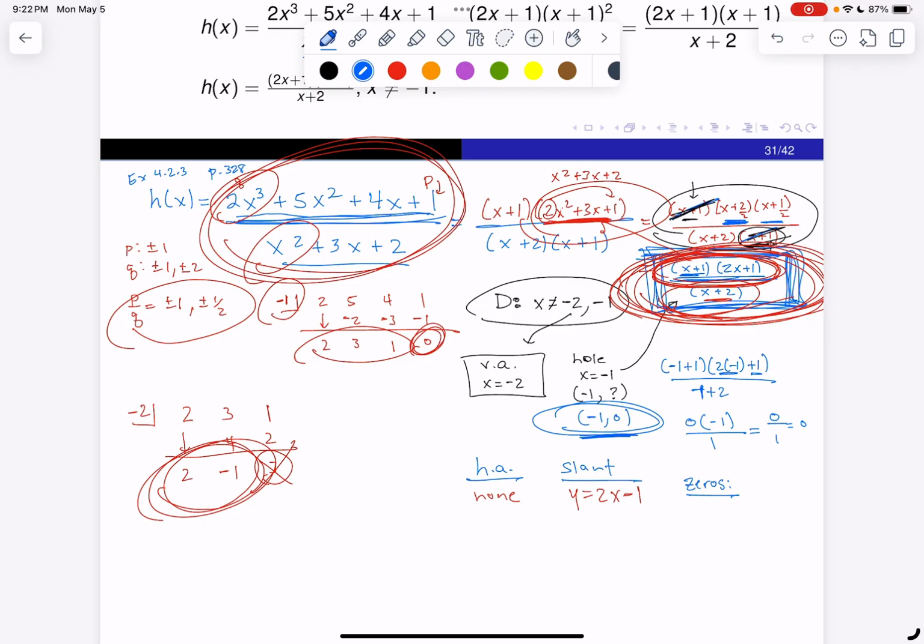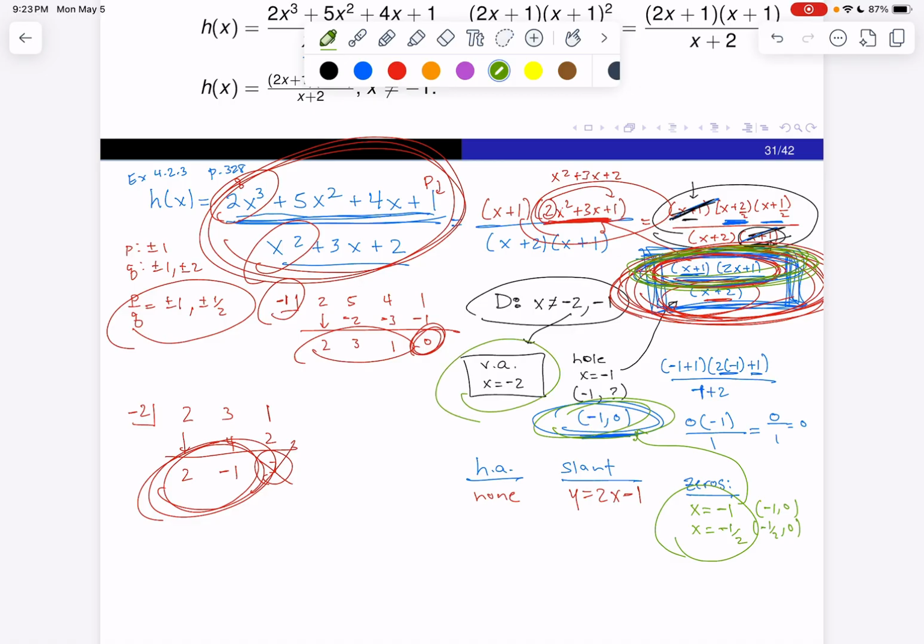So go back to the simplified equation right there. I know it's hard to see because I'm marking up. I'll do it in green now. So you get 0 at x equals -1. Well, that really is not a 0. It's a hole. But we're going to let it act like a 0 even though there's nothing there. And then we're going to have x equals -1/2. So you've got -1, 0 is a hole. So yes, it's a 0 because it's on the x-axis, but it's not really there. And then -1/2, 0. So we're going to use our zeros and our VA to do our sign analysis here in a second.